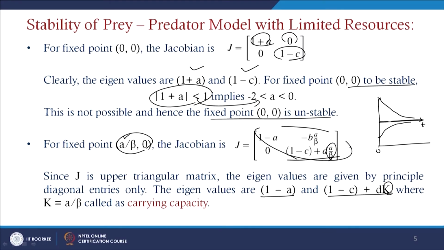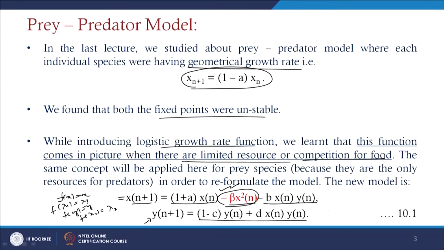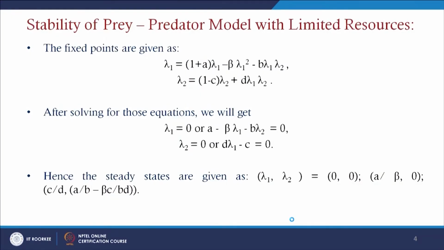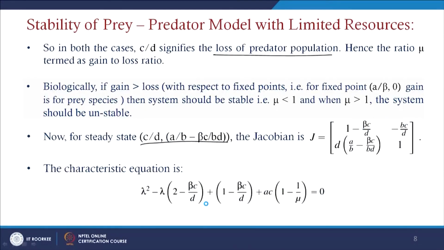the first equation with respect to x, then y, then the second equation with respect to x, and the second equation with respect to y, then directly if you put these values, we can find this Jacobian in this form here.